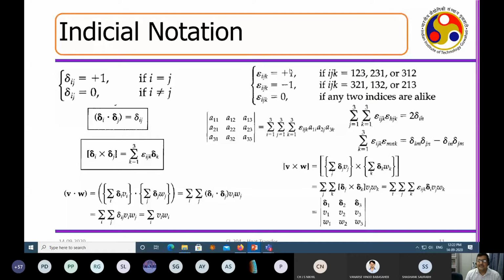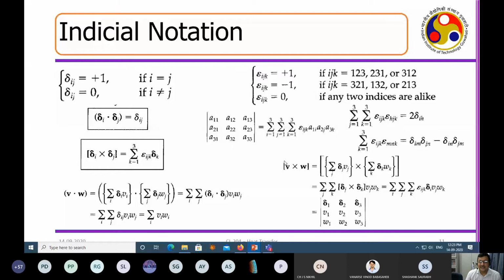For that, epsilon ijk is plus 1. Epsilon ijk is minus 1 when they are different but non-cyclic, like 3, 2, 1 or 1, 3, 2. Otherwise, if there is any repeated index, then this will be 0. Great. Now, if you apply this to this determinant, it can be summarized as epsilon ijk a1i, a2j, and a3k. Exactly, this is what I am doing there.